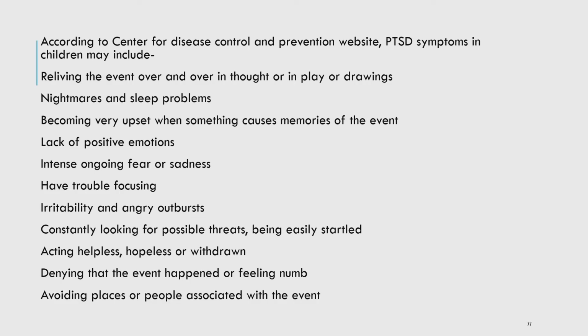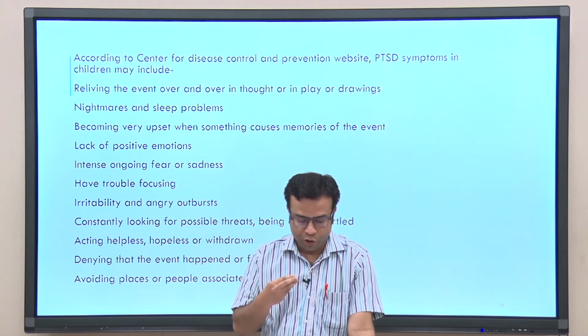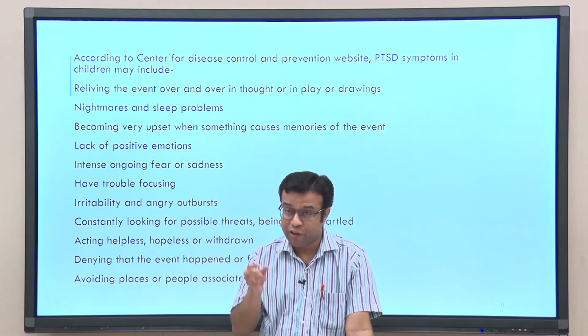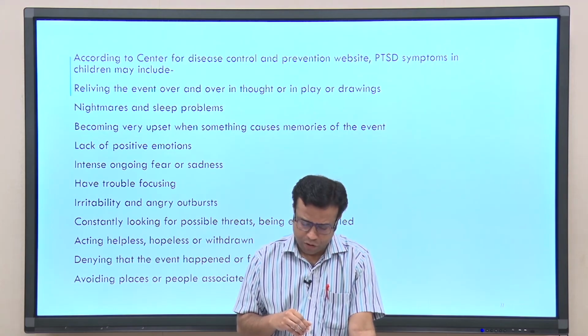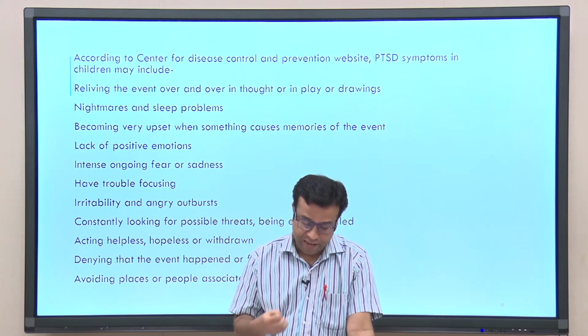According to the Center for Disease Control and Prevention, the CDC website, there are many other general symptoms that children can display, such as reliving the event over and over in thought or in play, or while they draw something. They express it in terms of their drawings, in terms of when they are playing. Nightmares and sleep problems are also visible among children. They also become very upset when something causes memories of the event. They also show lack of positive emotions. There may be intense ongoing fear or sadness.